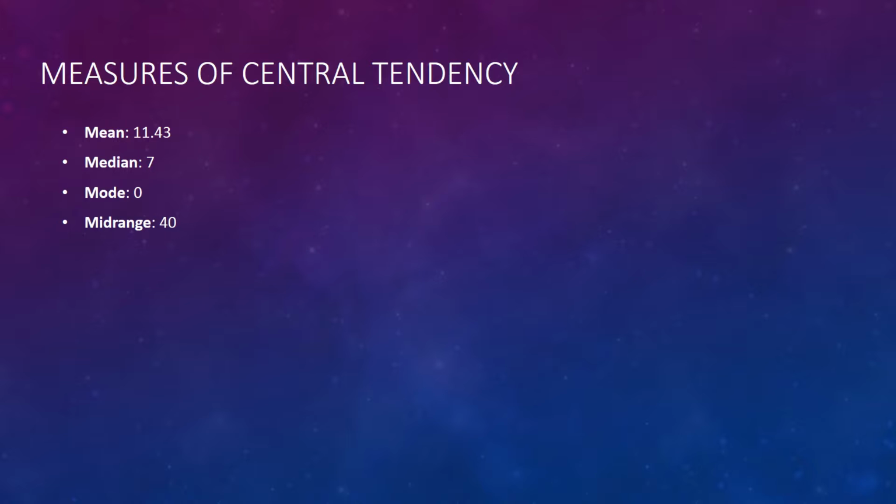To find the median, we put all the numbers into our calculator and used the one variable statistics function, which calculated the median for us of 7. To find the mode, we just looked at our data and saw that the most people put 0 as the number of hours worked on their college applications. And to find the mid-range of 40, we added together the lowest number and the highest number and divided by 2 to get 40.